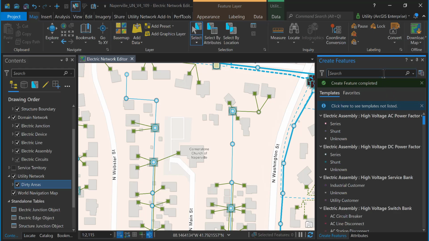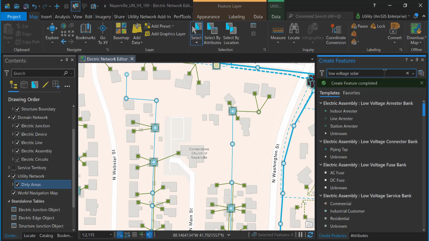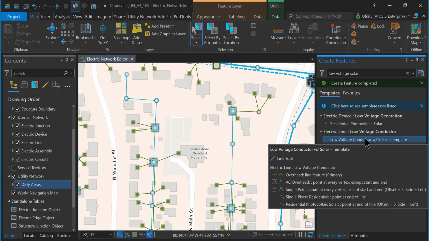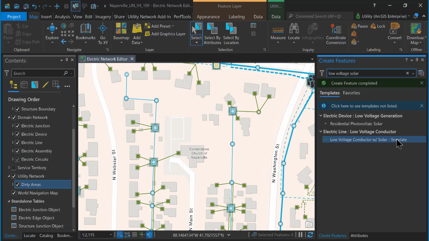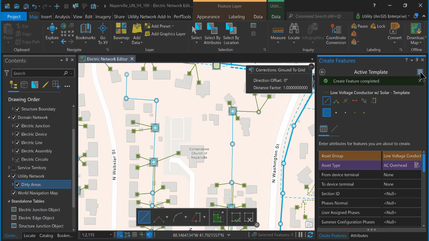Now, in the utility network, there are many tools that you can use to help you to manage and streamline your editing. You can create templates that allow you to add in multiple related features at once, such as when you're adding in a new transformer bank, or maybe you're adding in a new service with a solar panel to either a commercial or a residential service. So here we can see that we have this low voltage conductor with solar template. Let's take a look at what this is going to do.